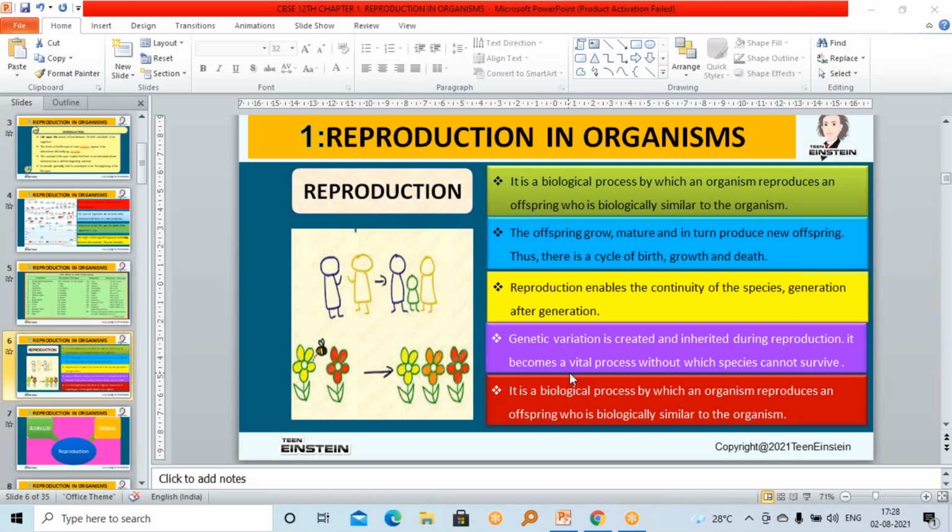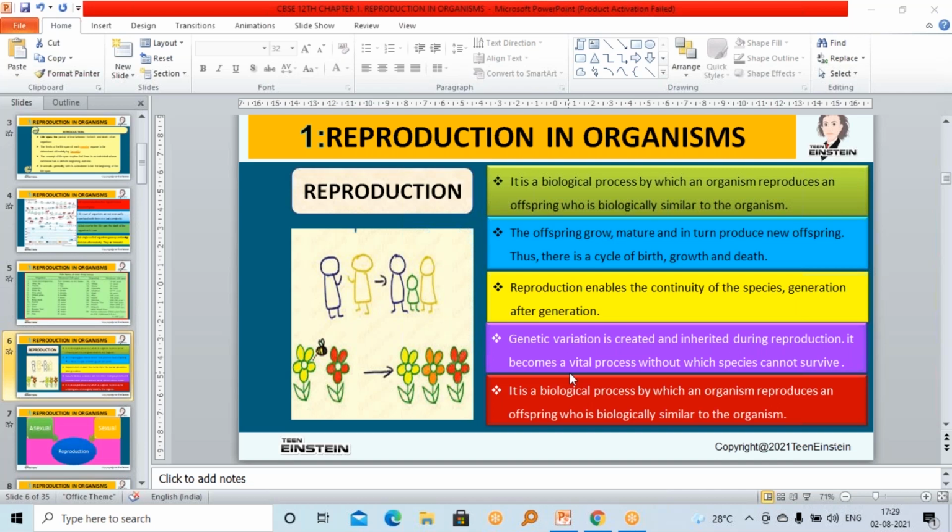So what is reproduction? It is a biological process. In reproduction, an organism produces another organism, and that offspring is biologically similar to the parental organism. That is called reproduction. After the formation of the new offspring, that also will grow, attain maturity, and then that organism also produces new offspring.